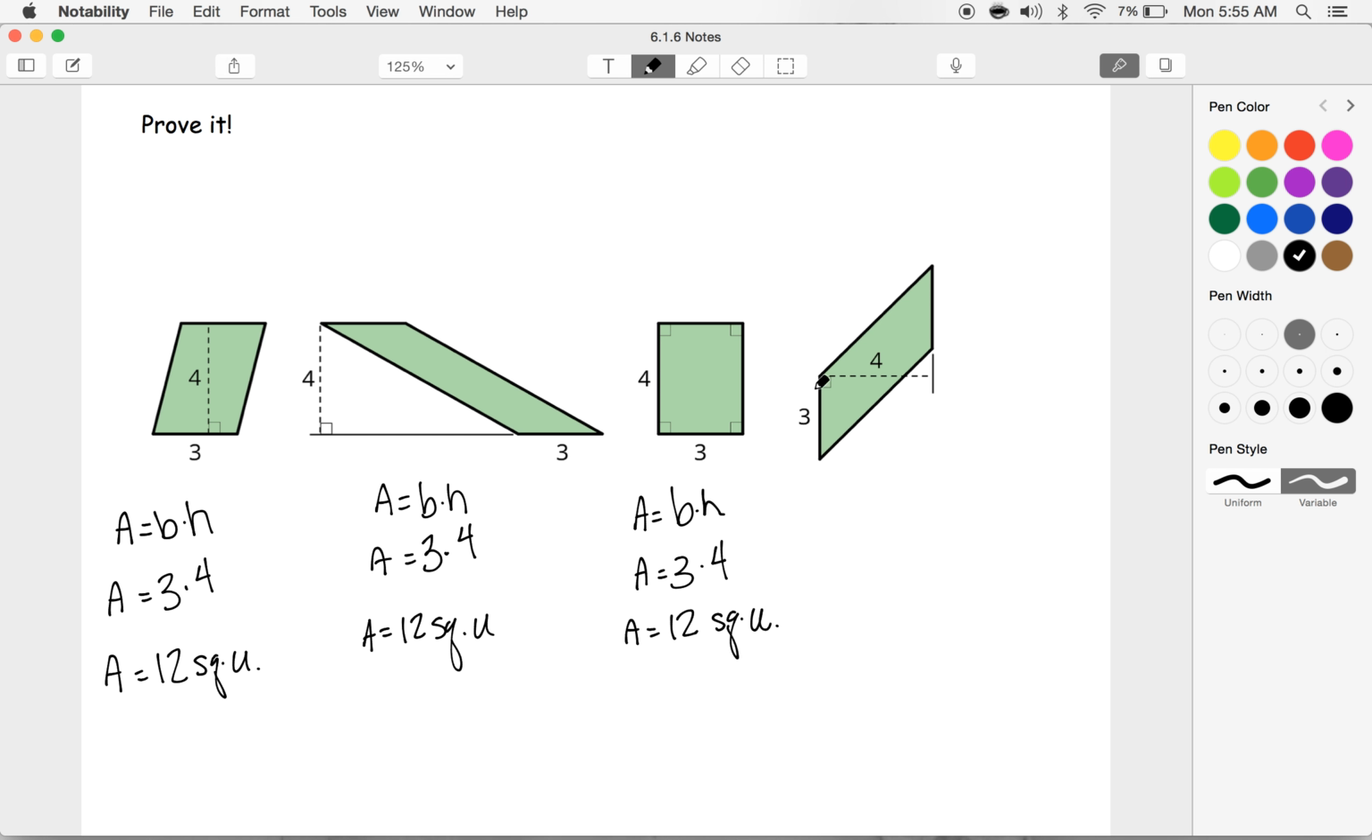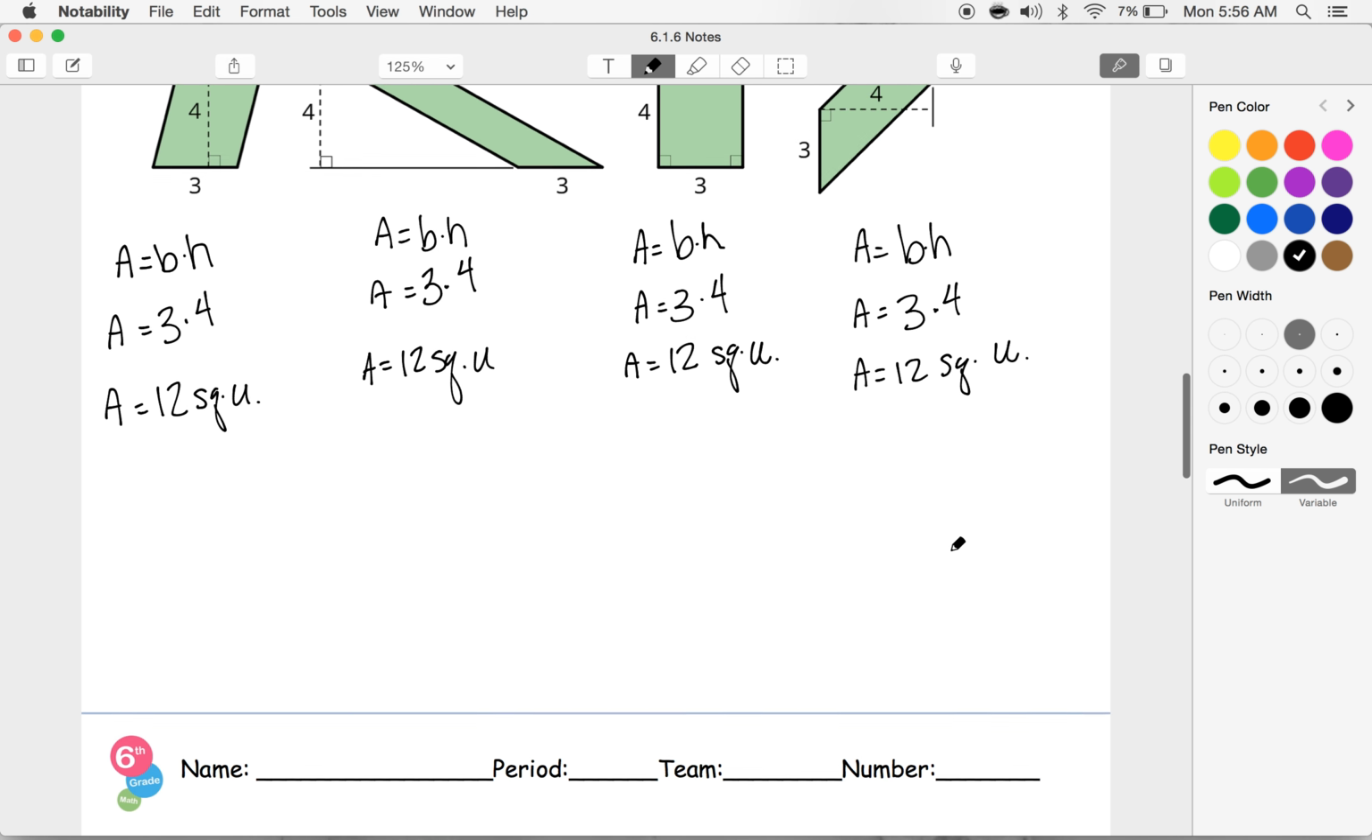And for this one, I'm going to pick this side as my base. So area equals base times height. Area is 3 times my perpendicular height, which is 4. Area is 12 square units. So what I can see is that although these are all very different looking, if they have the same base and the same height, they will have the same area.